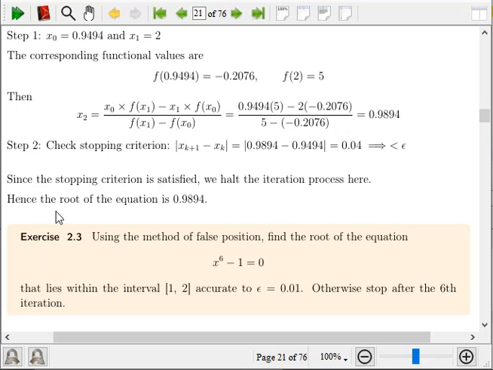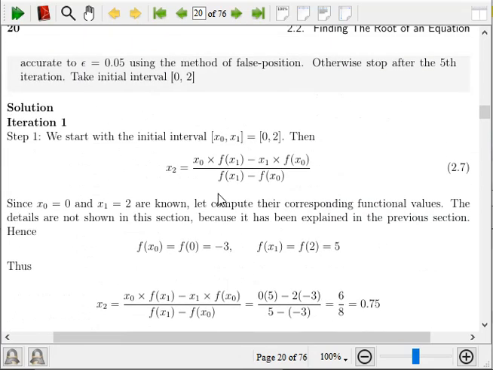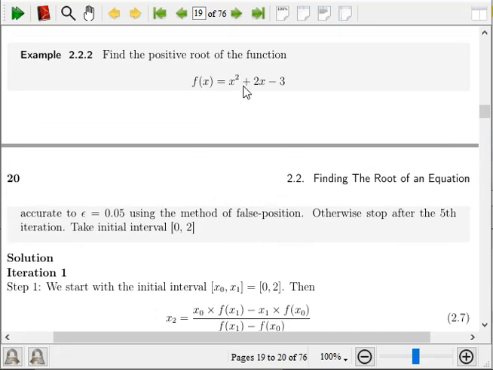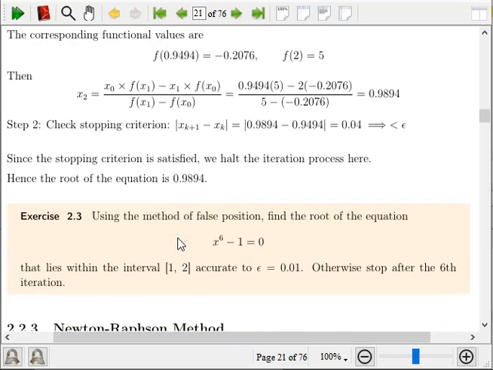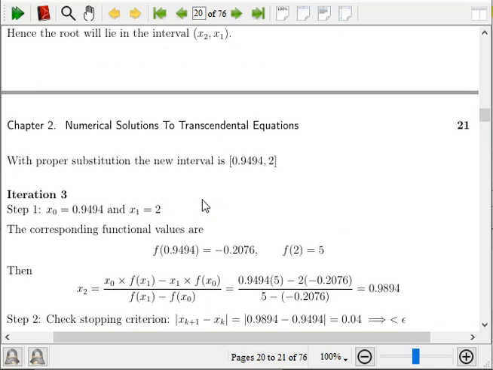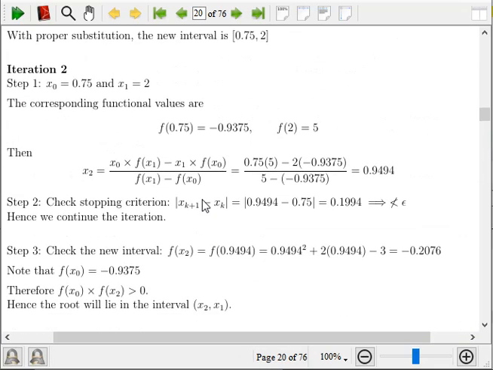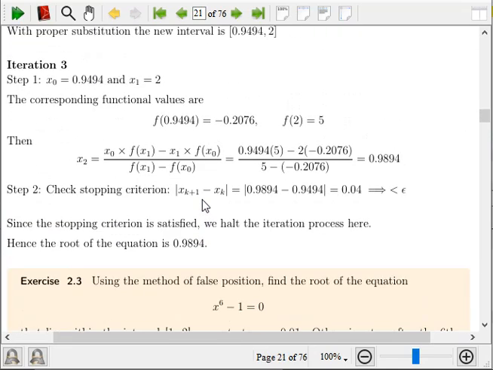So here, the root of the equation that you see here, that lies within this interval, is 0.9894. In 3 iterations we got our solution, compared to the bisection method where we used 5 iterations but still could not get a solution with a minimum error.